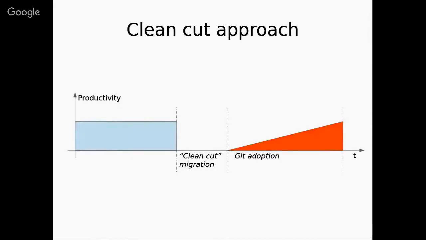If we draw a graph of productivity over a timeline, in case of clean-cut approach, there's some period of downtime, but there's also some period of low productivity because of Git adoption period. Git is not actually trivial to learn, especially if you are not a developer, but for example, a designer. So this approach may result in some period of low productivity, of constant mistakes, of some people stuck with some problem they cannot solve and cannot go back to SVN because SVN doesn't exist anymore.